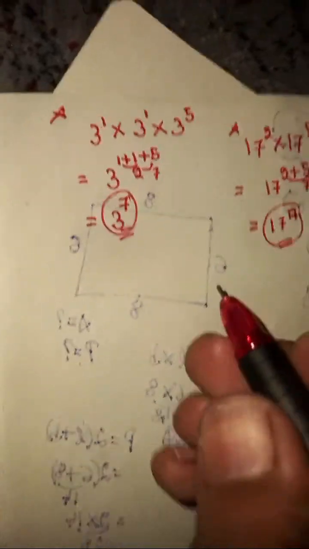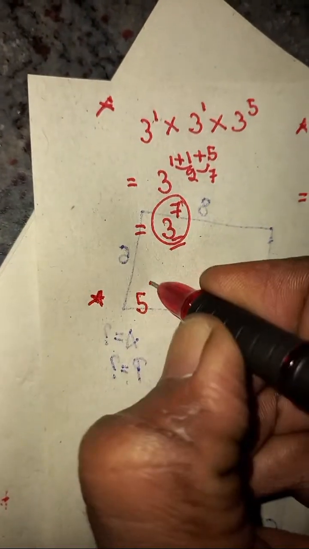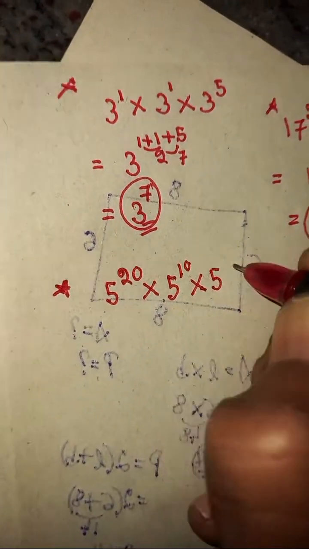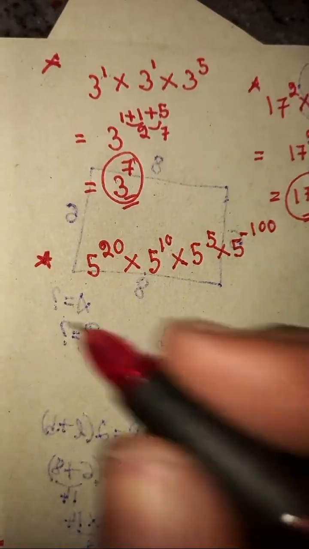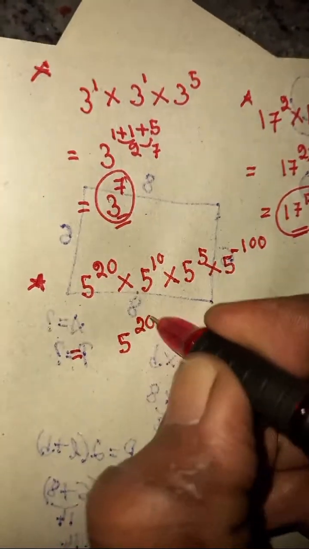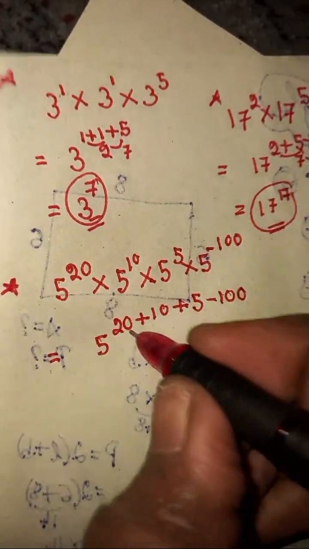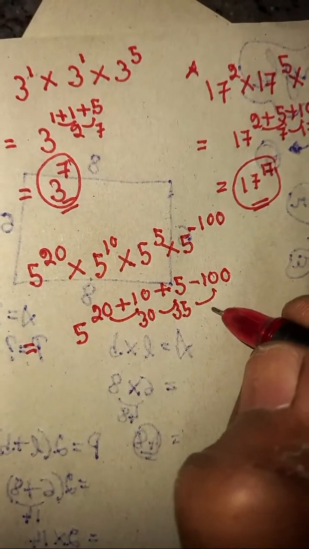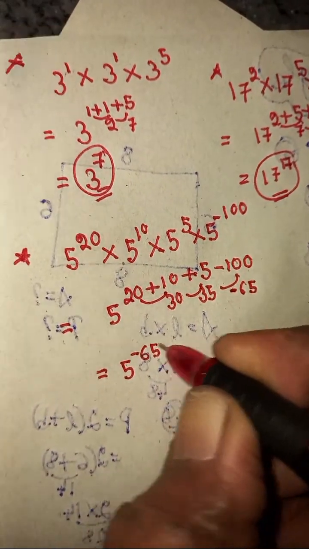Let's take another one. Here you're going to get 5 to the power of 20 times 5 to the power of 10 times 5 to the power of 5 times 5 to the power of minus 100. And now you can do the same thing. Take 5 as the common base and add up the powers. That is 20 plus 10 plus 5 minus 100. 20 plus 10 is 30, 30 plus 5 is 35, 35 minus 100 becomes minus 65. So it is 5 to the power of minus 65.